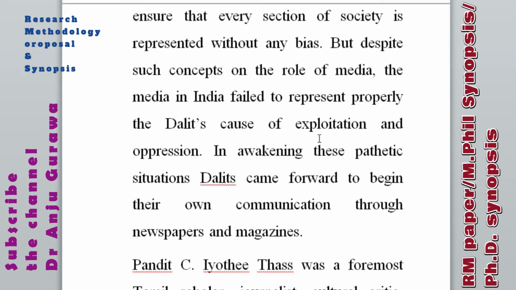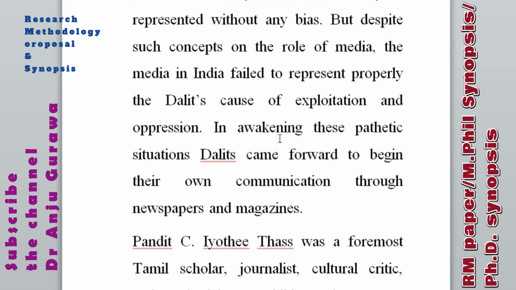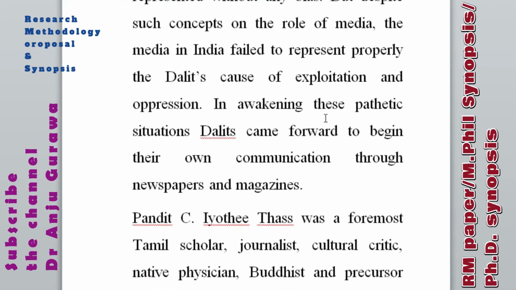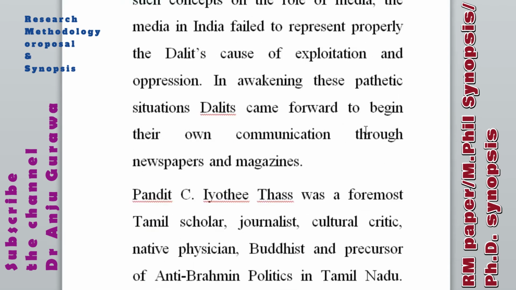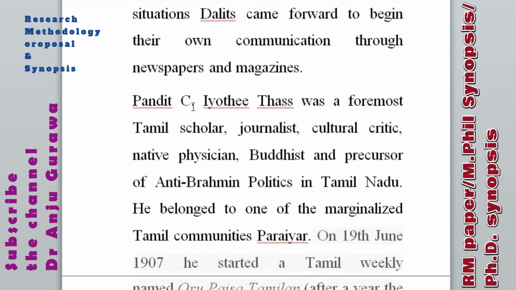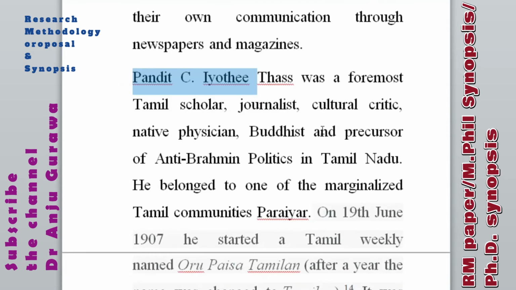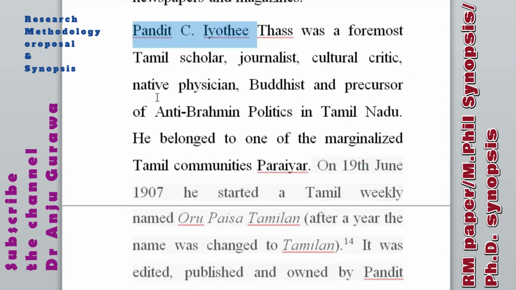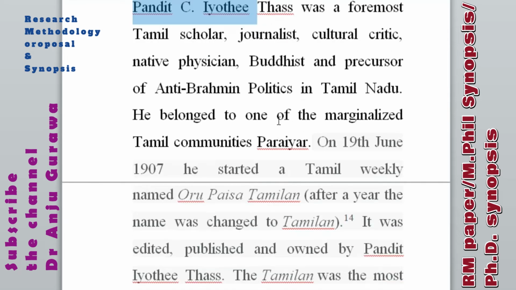Media plays the role of the voice of the people, and they must ensure that every section of society is represented without any bias. But despite such concepts on the role of media, the media in India failed to properly represent the Dalit cause of exploitation and oppression. In awakening to these pathetic situations, Dalits came forward to run their own communication through newspapers and magazines.